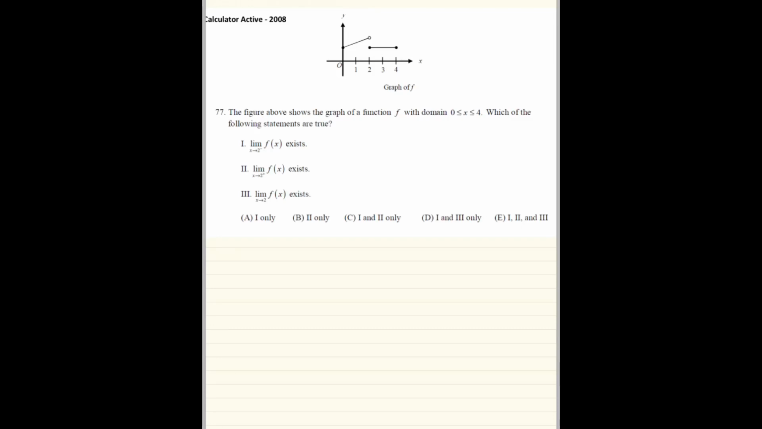In this next example, it was actually a part of the calculator problem, but because it was number 77, there was no calculator necessary. So let's take a look at it.